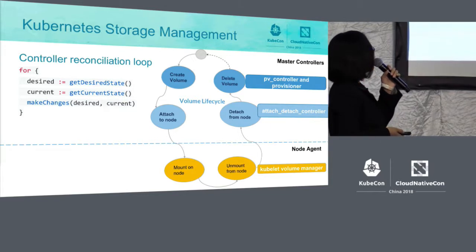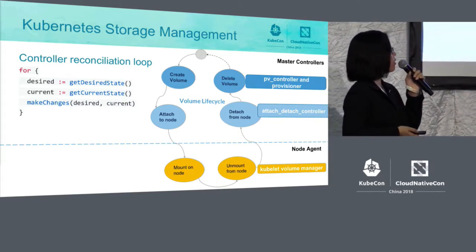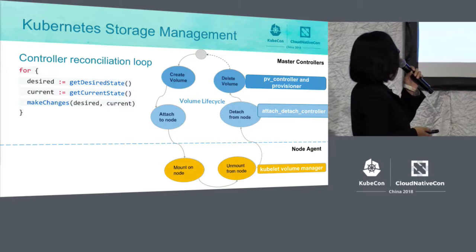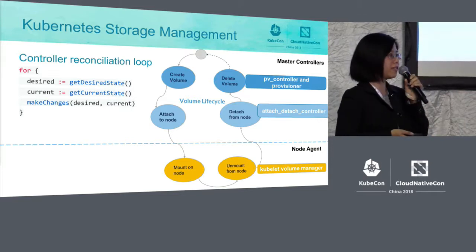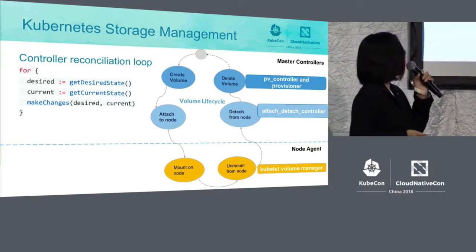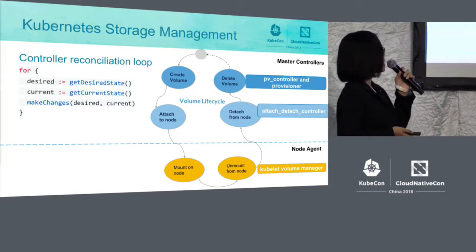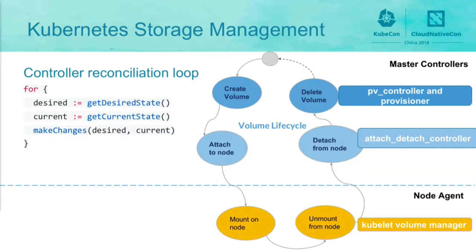So it's running a loop. It will watch the creation and deletion of API objects, get the desired state, like what the user wants the state to be, and compare with the current state and take actions to move the current state towards the desired.